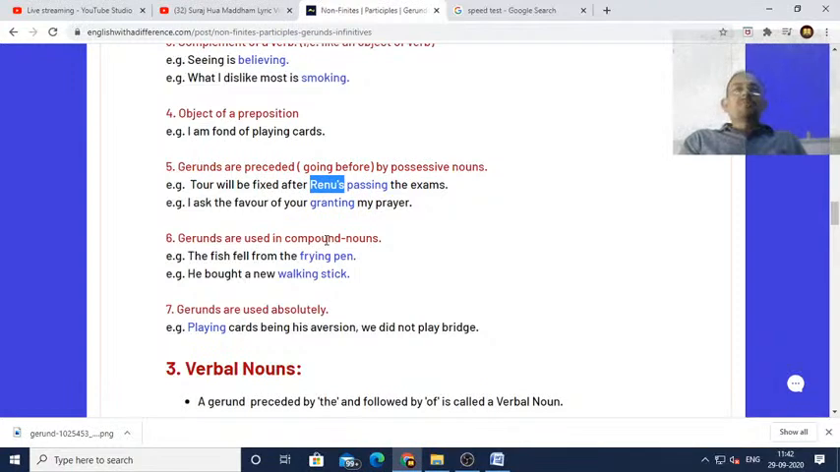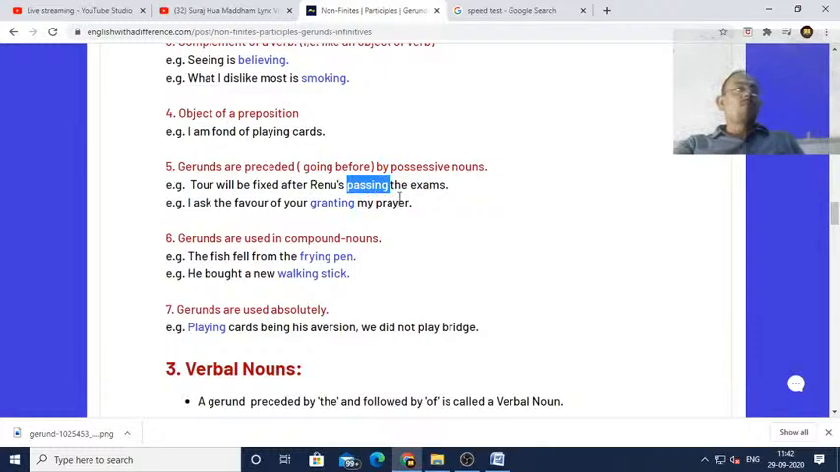Understood? So always remember, if ing is preceded by a possessive noun, it is also called a gerund. And what is the use? The use is gerunds are preceded by possessive nouns. Whenever an ing form of the verb is preceded by a possessive noun, then this ing is called a gerund.